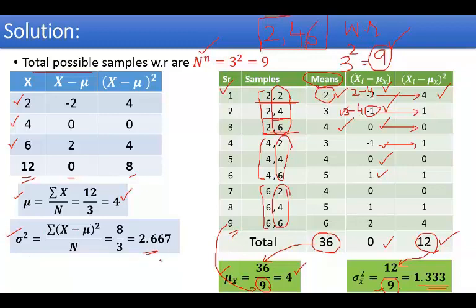Now we just need to make a relationship here between the population mean and the mean of all possible sample means, and then the population variance and the variance of all sample means.